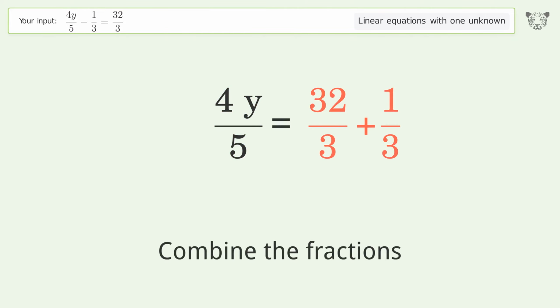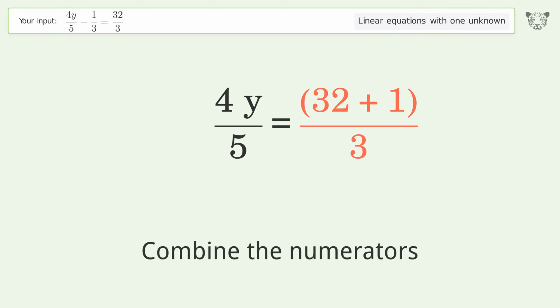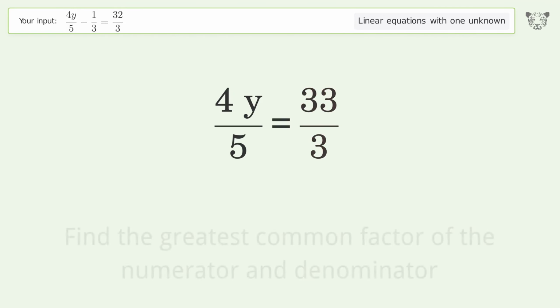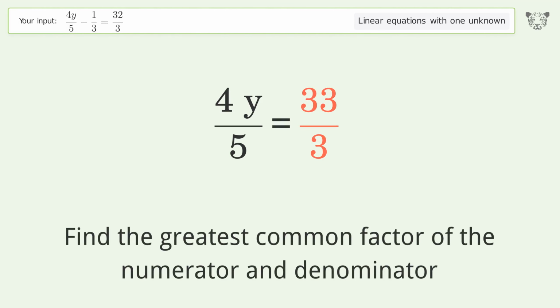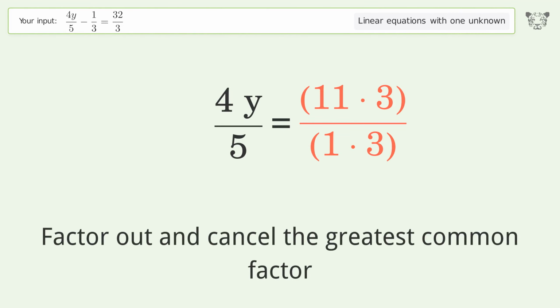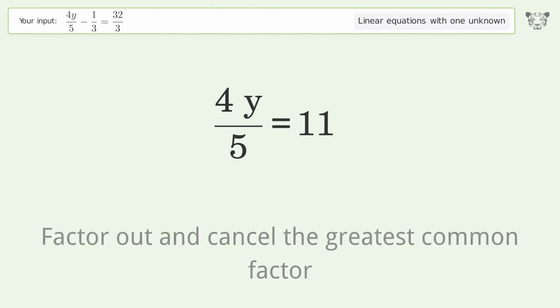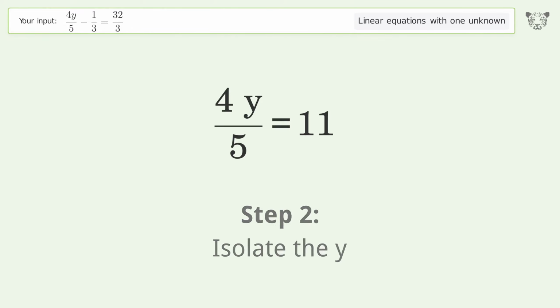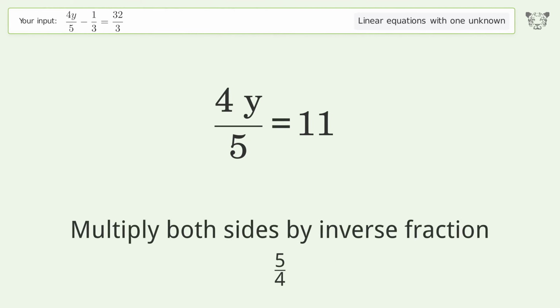Combine the fractions. Combine the numerators. Find the greatest common factor of the numerator and denominator. Factor out and cancel the greatest common factor. Isolate the y. Multiply both sides by inverse fraction 5/4.